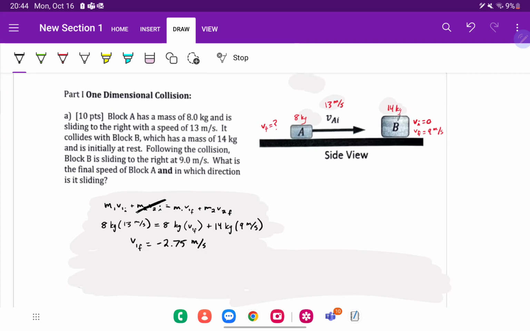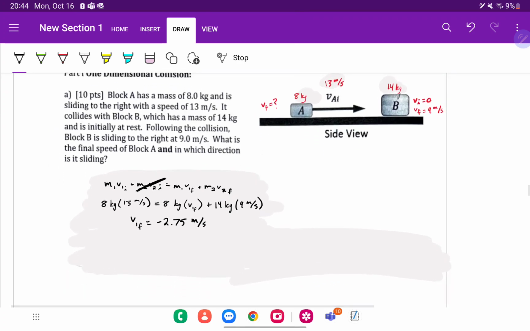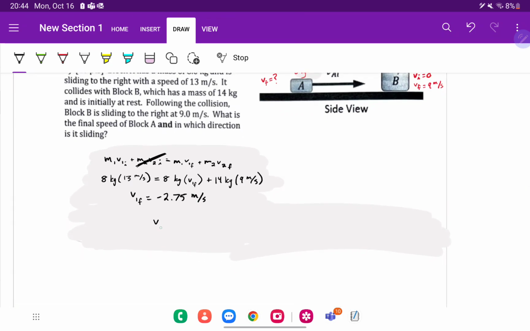So like I said, we established right to be positive. So if we get a negative 2.75 meters per second, that means it's sliding left. So we can leave it like this. Or since it's asking for a specific direction, what I would probably do is say that it's moving at 2.75 meters per second to the left, or write the word to the left.